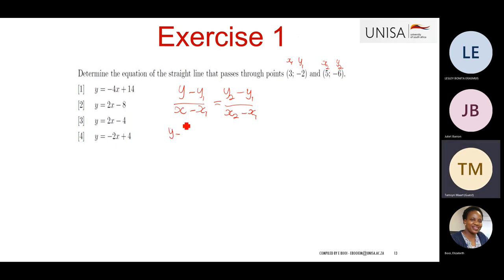So y minus, brackets, minus 2, over x minus 5. No, 3, sorry. Equals minus 6, minus bracket minus 2, and then over 5 minus 3.